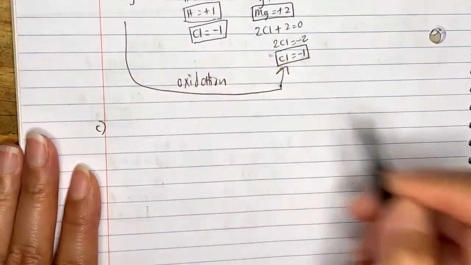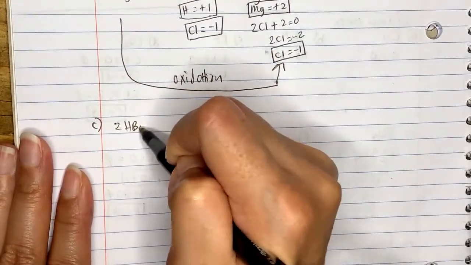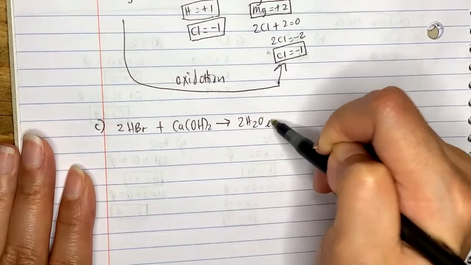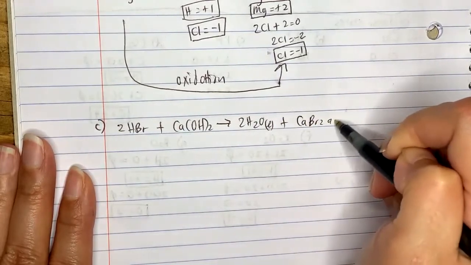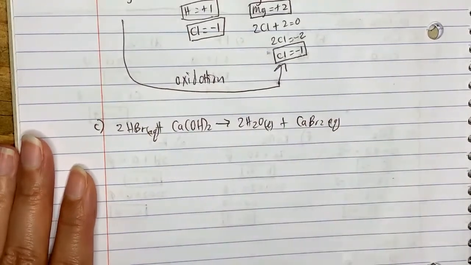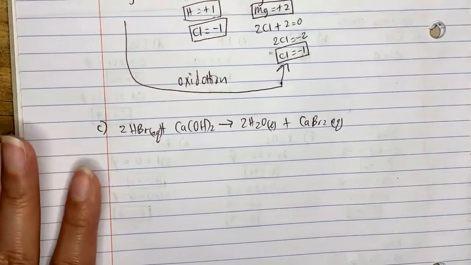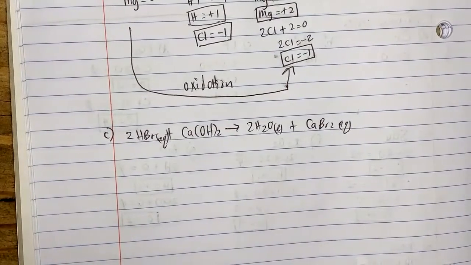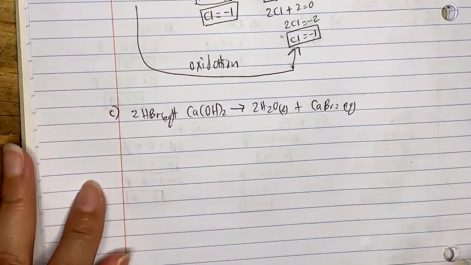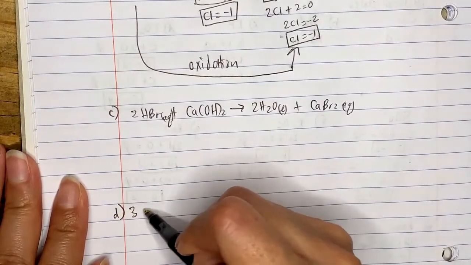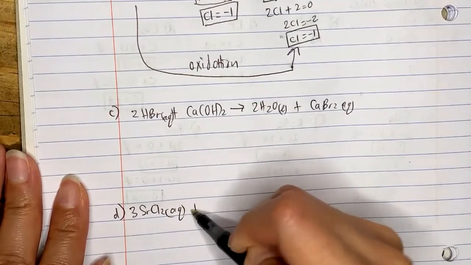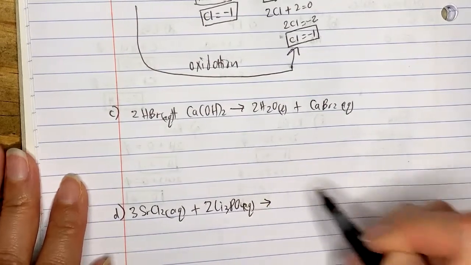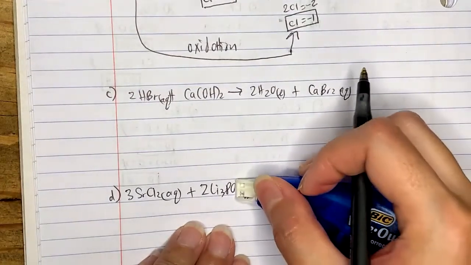So here's a trick question. I want you to do this one. 2HBr plus Ca(OH)2 gives 2H2O plus CaBr2. So can you tell what kind of equation this is? This is an acid base. I want you to go ahead and do the oxidation states, and then I'll write another one here. 3SrCl2 plus 2H3PO4. Now, I should write it neatly so you can see.